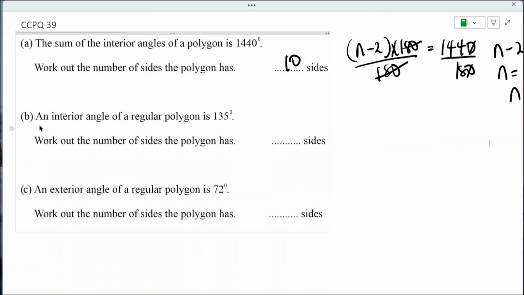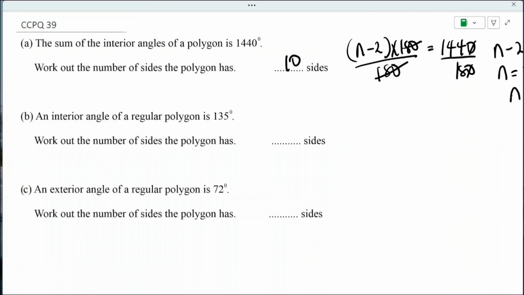We go to the B part of the question, which says an interior angle of a regular polygon is 135 degrees. Work out the number of sides the polygon has. What you would apply is the formula that has to do with one interior angle of a regular polygon, because you're given the interior angle, and that formula carries the relationship between the number of sides n and an interior angle of a regular polygon. So with the formula you can find the number of sides n.